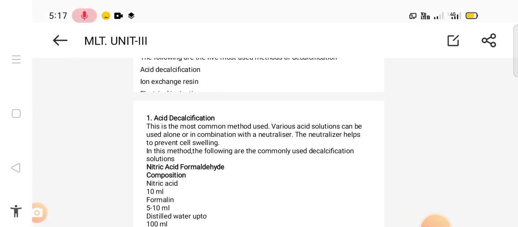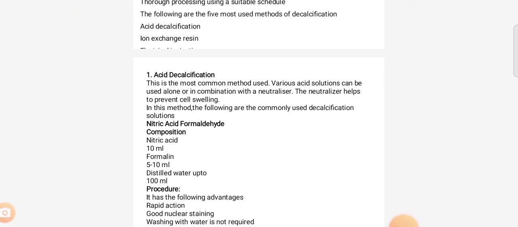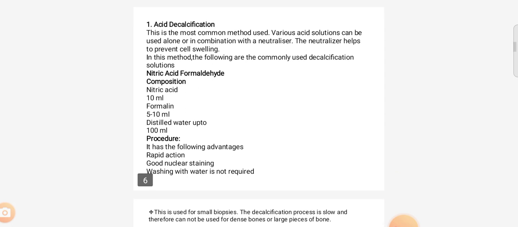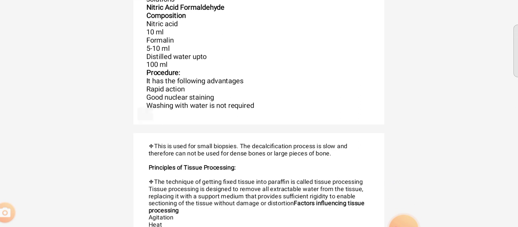Decalcification has mostly three methods: acid decalcification and others. The most commonly used is the method for acid decalcification. Reagents required for acid decalcification: nitric acid and formaldehyde composition. Nitric acid is 10 ml and formalin 5 to 10 ml, and make it up to 100 ml. Procedure: it has the following advantages: rapid action, good nuclear staining, and washing with water is not required.